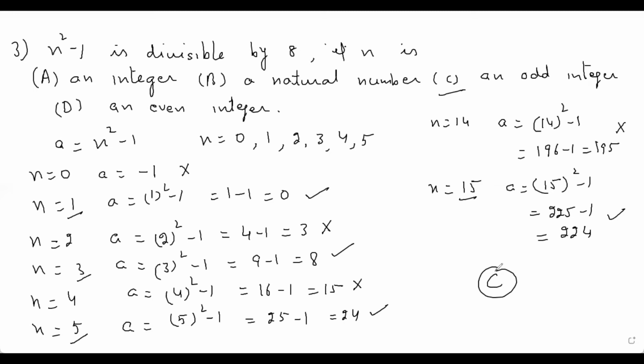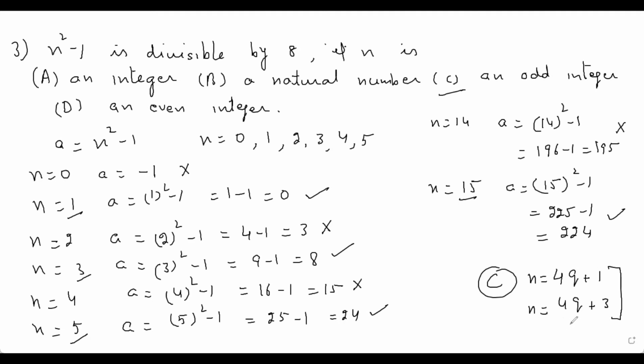So this is a multiple choice question. Sometimes you can substitute the values and you can see what is the answer. Now there is one more method of doing it. We know any odd integer can be written in the form of 4q plus 1 and 4q plus 3. If we take n as this number or n as this number, they are odd integers, and then n square minus 1 will be divisible by 8.